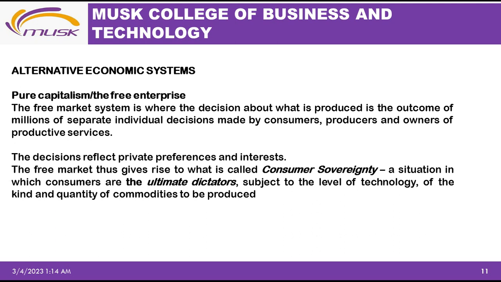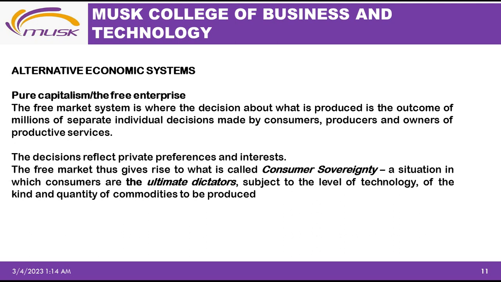And we have different economic systems that we also need to understand. We have what we call pure capitalism, or the free market economy. And we say that it is where the decision about what is produced is the outcome of millions of separate individual decisions made by consumers, producers, and owners of productive services. The decisions reflect private preferences and interest.